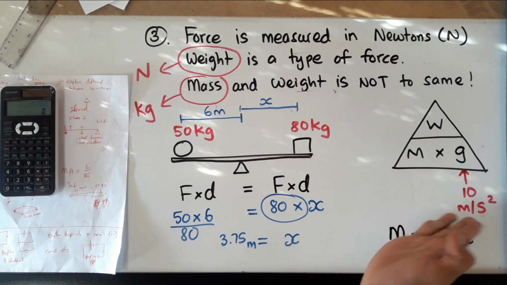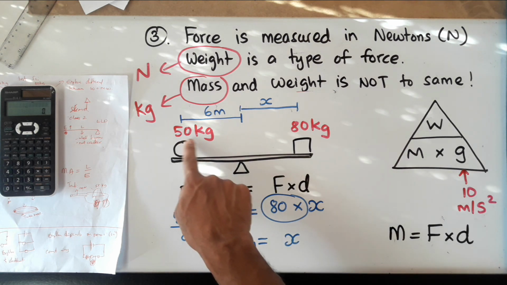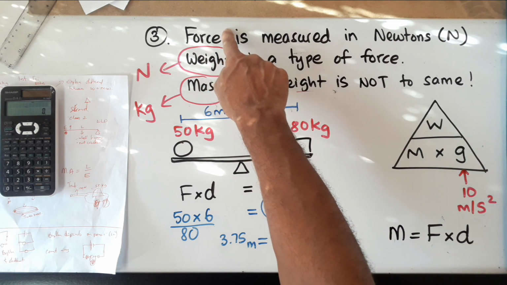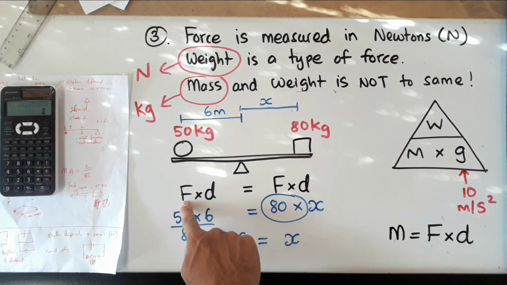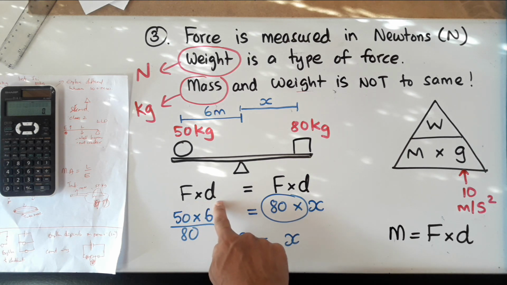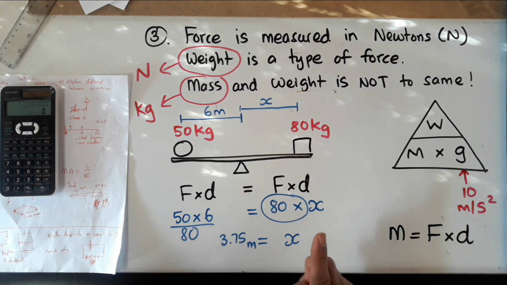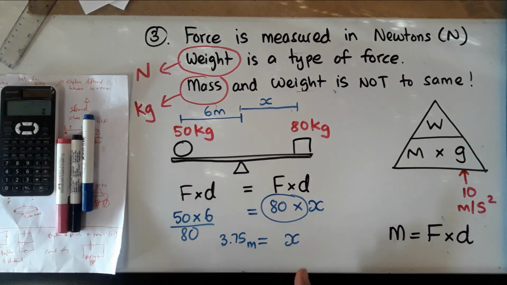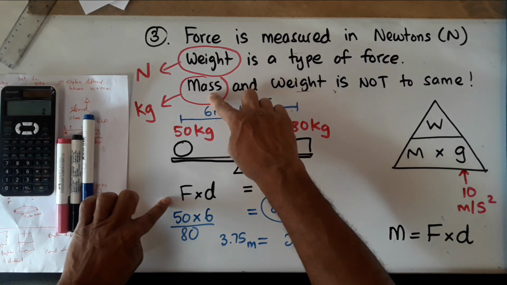Remember, a moment is a turning force. So 50 kilograms, remember, mass is not a force, right? Mass is not a force. So you are taking something which is not a force, which is mass, and you're multiplying it by the distance. And of course, believe me, this answer is correct. But by doing this, you are effectively telling the examiner you didn't know that mass wasn't a force.